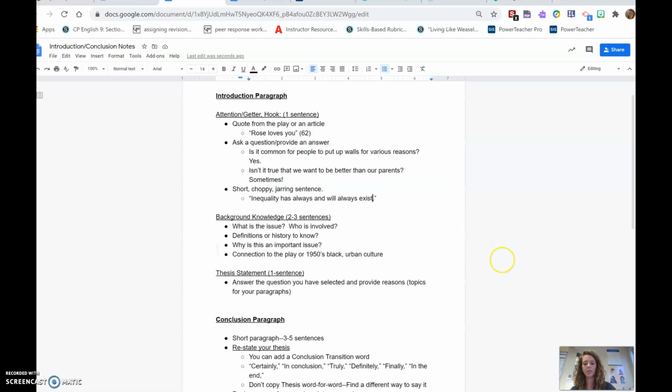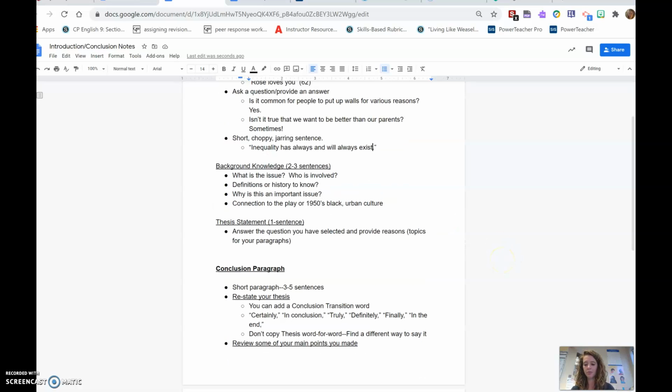After that, you're going to provide some background knowledge. You have to assume that me, Mrs. Nance, has not read Fences. So you need to do some of the background knowledge for me. It says, what is the issue, who is involved? Basically, what's the play you read, who's the author, what's the background, what do we need to know about the play in general before we narrow it down to your thesis statement.